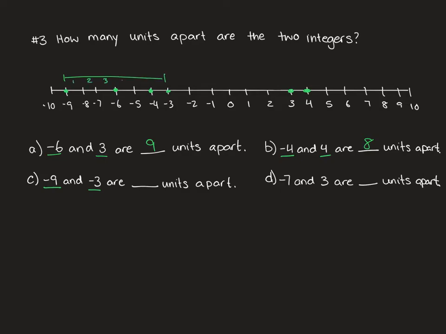1, 2, 3, 4, 5, 6. And finally, -7 and +3. So -7, +3 is already there. Distance between is 1, 2, 3, 4, 5, 6, 7, 8, 9, 10 units apart.